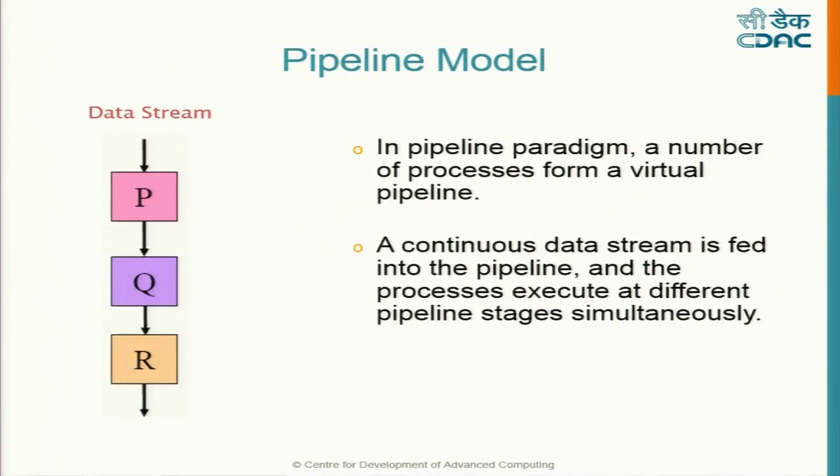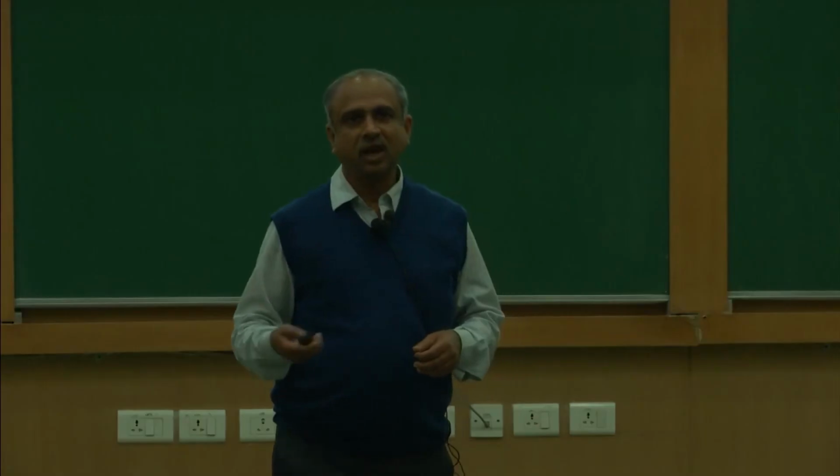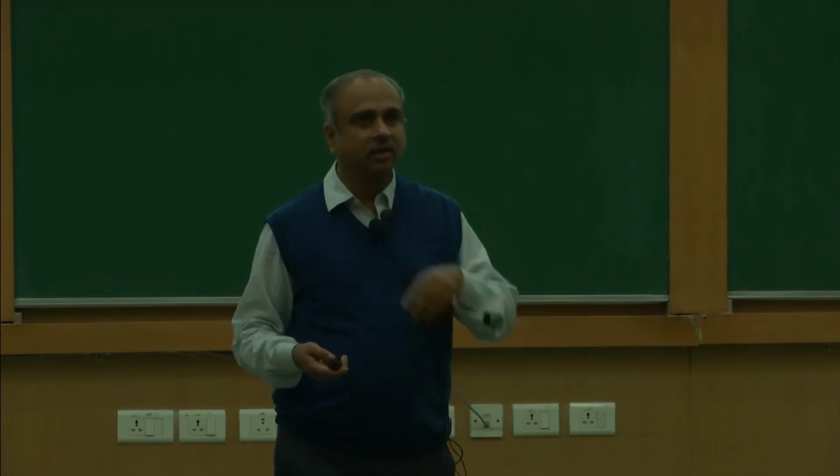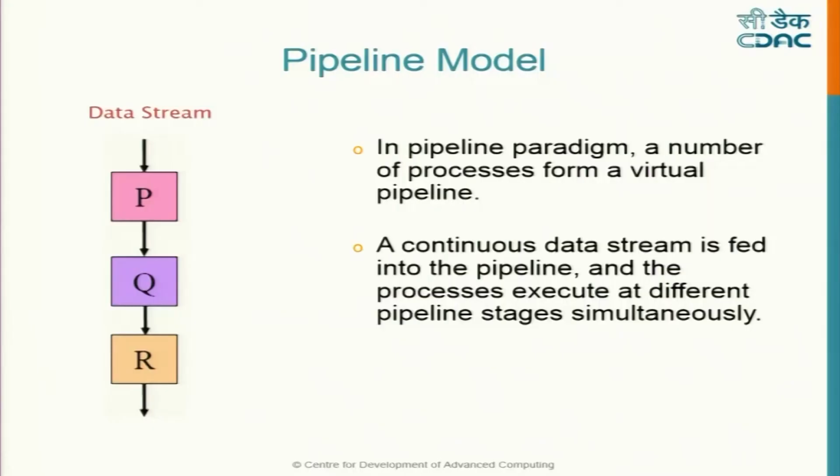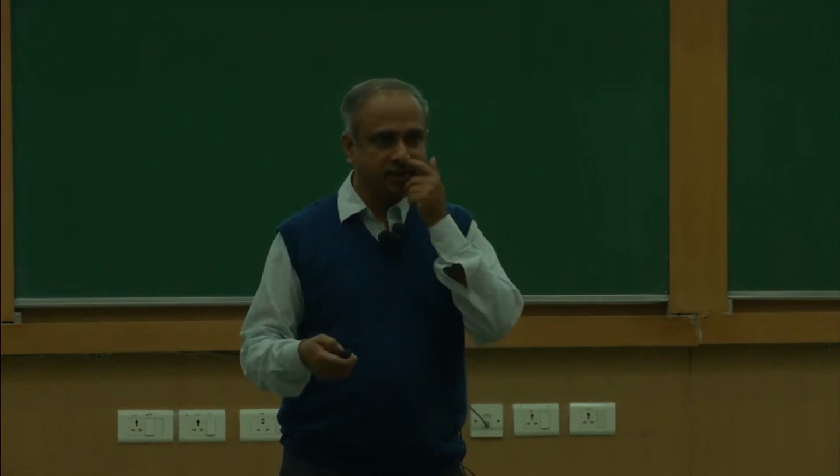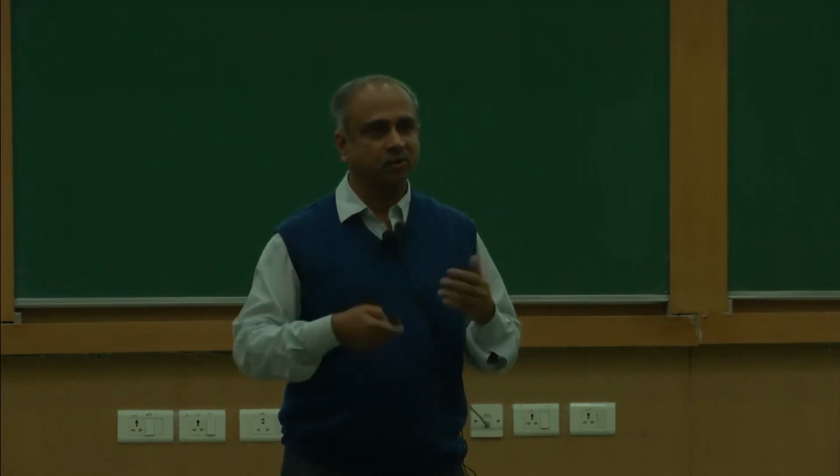Then there is the pipeline model. There are some kinds of workloads wherein you have a data stream coming in, and you divide it into a certain set of tasks such that the output of P becomes an input to Q. So you process partly, generate intermediate data, and that intermediate data goes to the next stage.